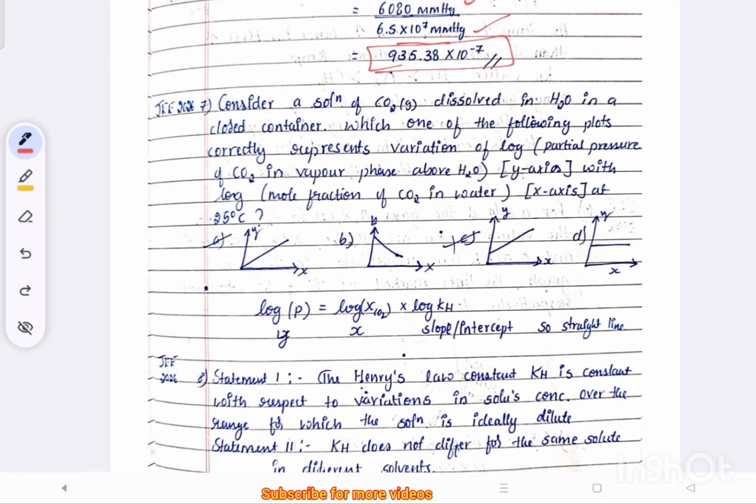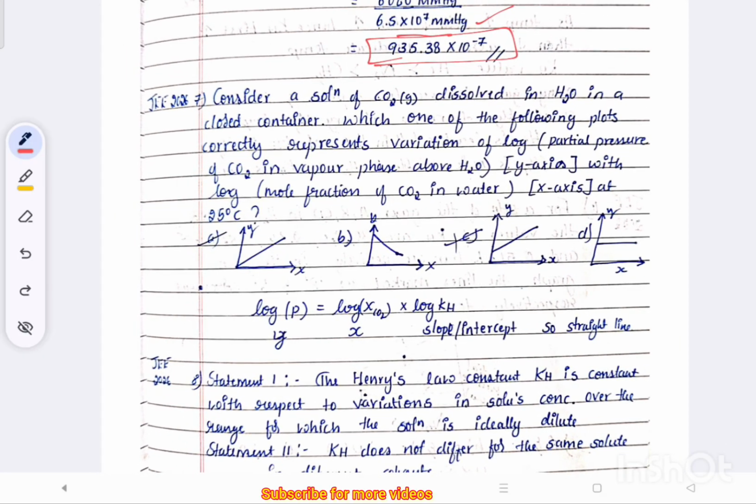Then, this is JEE level. Consider a solution of CO2 gas dissolved in water in a closed container. Which one of the following plots correctly represents the variation of log partial pressure of CO2 in vapor phase above water, in the y-axis, with log mole fraction of CO2 in water, that is x-axis, at 25 degrees Celsius? That means log P is equal to log mole fraction of CO2 plus log KH.